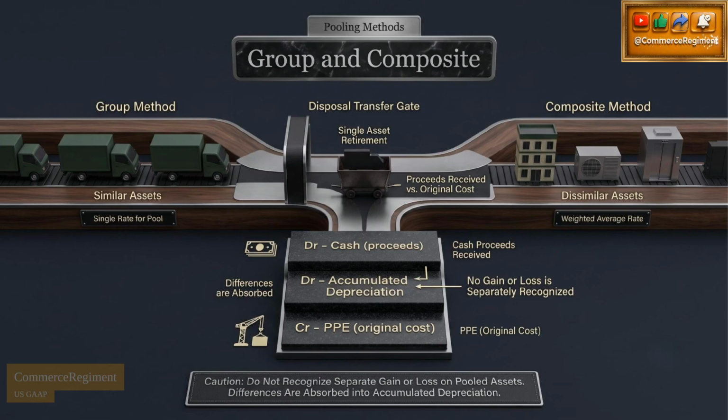The key caution is disposal accounting. When one asset is removed from the pool, gains and losses are generally not recognized separately. Instead, the difference is absorbed through accumulated depreciation. This is a classic exam trap because it differs from individual asset disposal accounting.